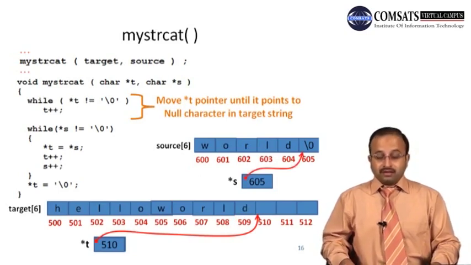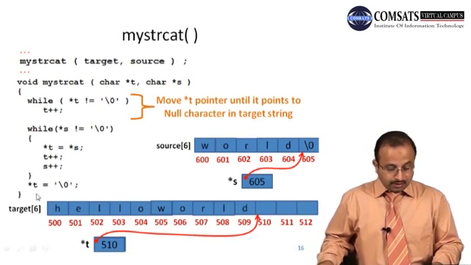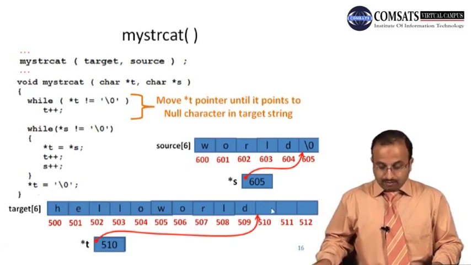Now the static s is null, null is not equal to null, condition is false. So it comes outside the loop and it will write null. You see the last statement, it writes the null at static t. So यहाँ पर वो null लिख देगा.